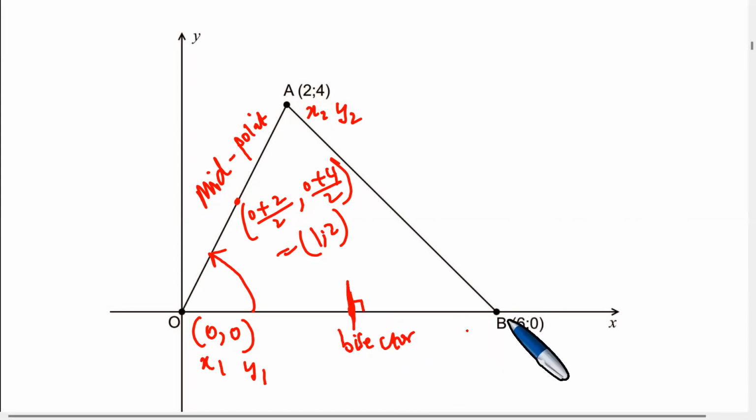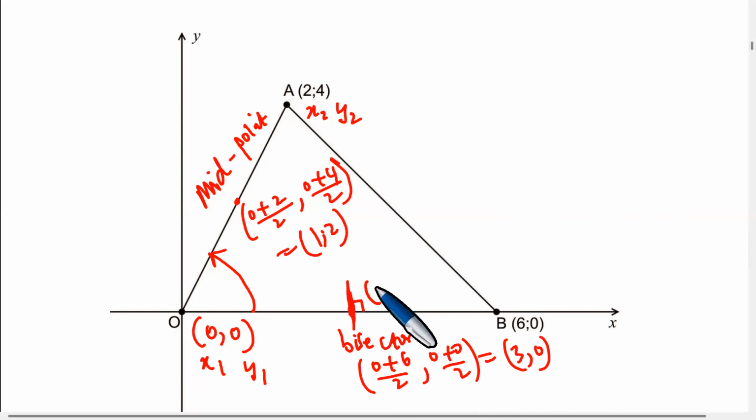So if it cuts in the middle, we need to find the midpoint. The midpoint is obvious. You just take this one and this one: 0 plus 6, you divide by 2; 0 plus 0, you divide by 2. In which case, you have 6 divided by 2, which is 3, and 0. So it is (3, 0). Okay, that is the (3, 0) point.